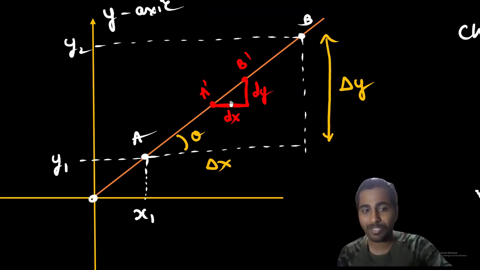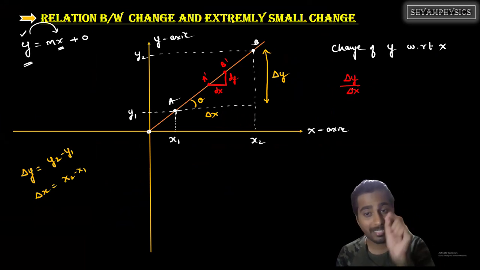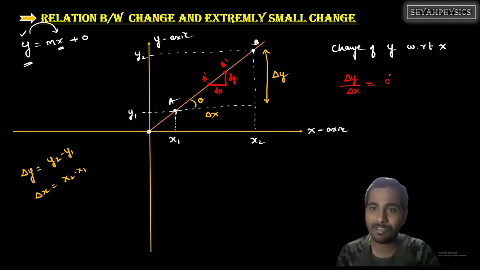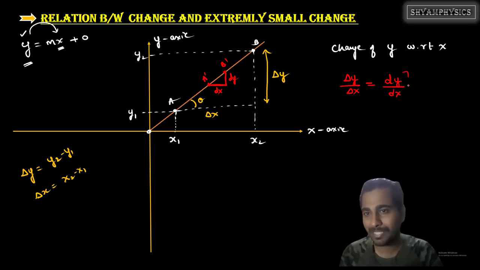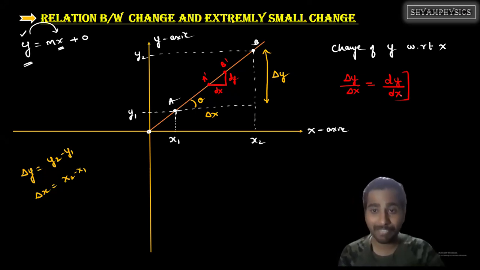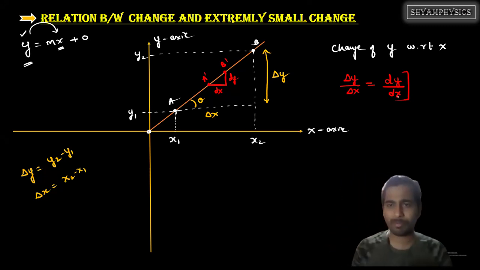Clear my point? Now we can write this change in value as delta y by delta x itself. But this is a larger change. So in order to minimize it, we introduce dy by dx. Basically, this is what we call a differential equation. Dy by dx. We'll go one by one. There is not at all a problem.